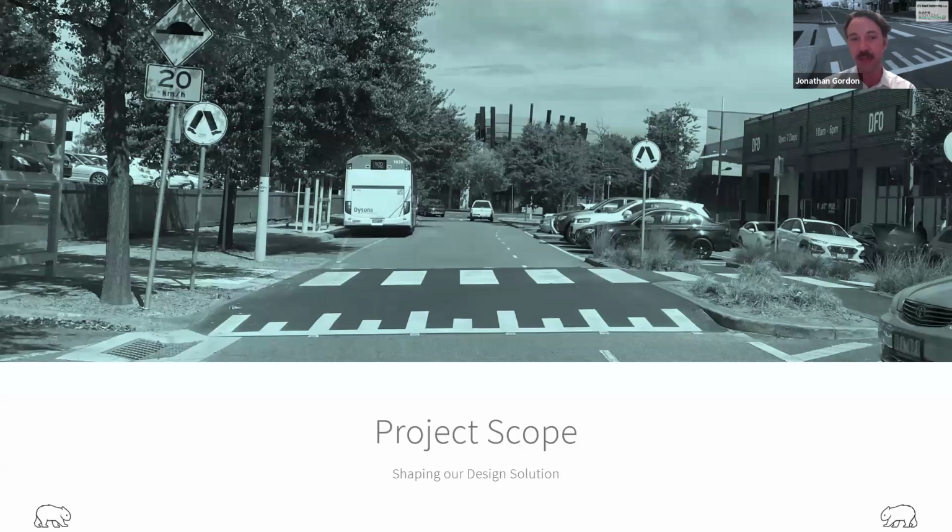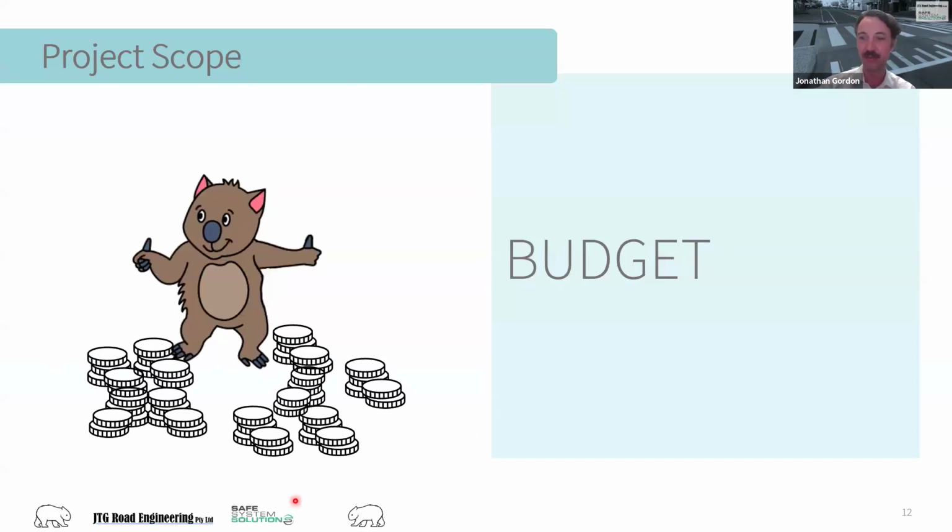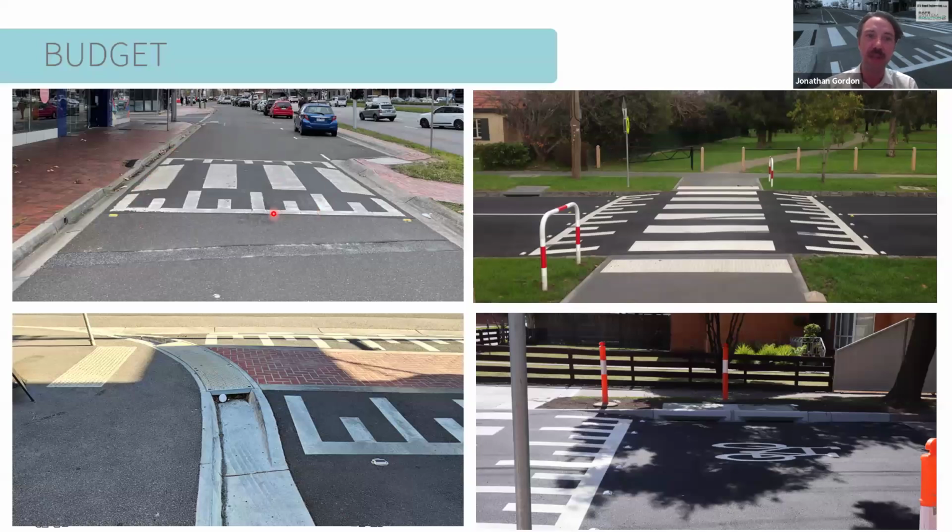And this is where we're shaping our design solution. So we're understanding what we wanted our project to be. And of course, a huge part of project scope is our friend, the wombat, surrounded in coins, budget. So I'm just going to have a quick overview of budget. I won't be going in significant detail here, and a lot of the budgetary concepts will be covered as we progress throughout the course.